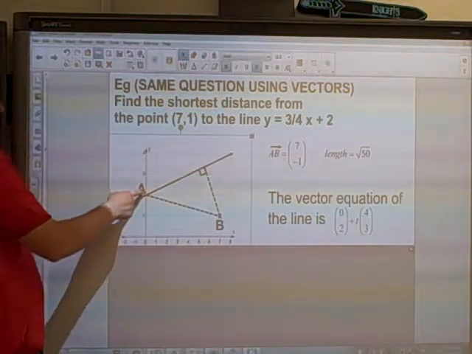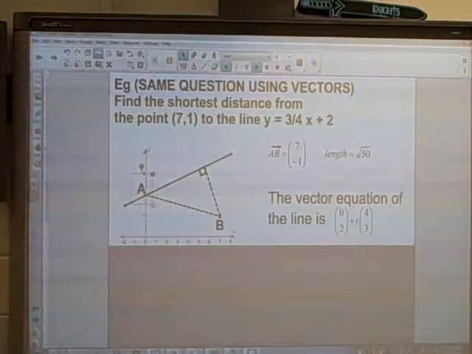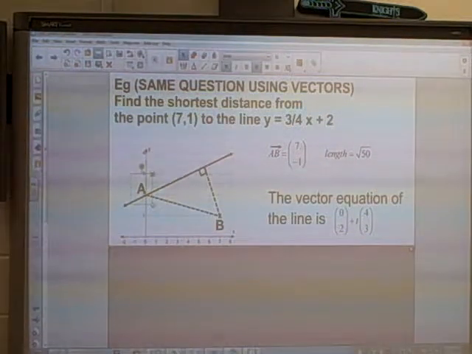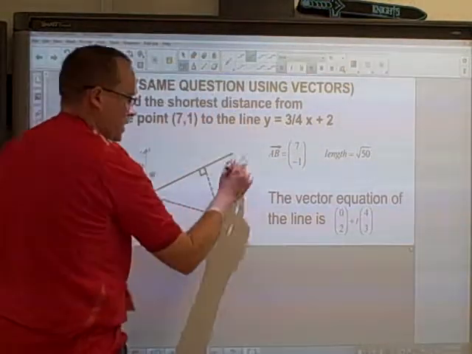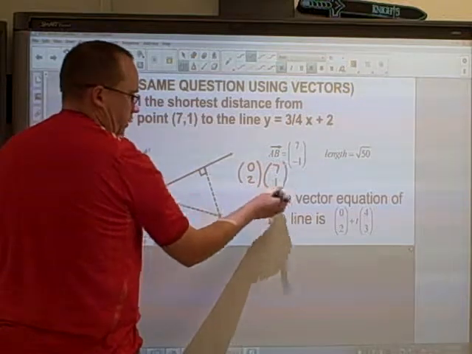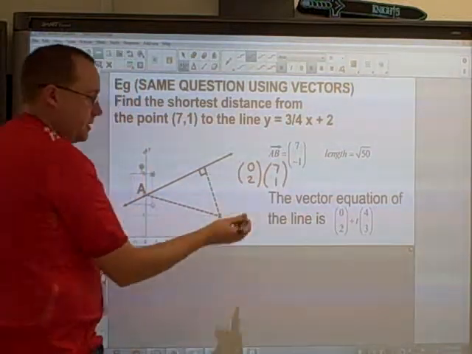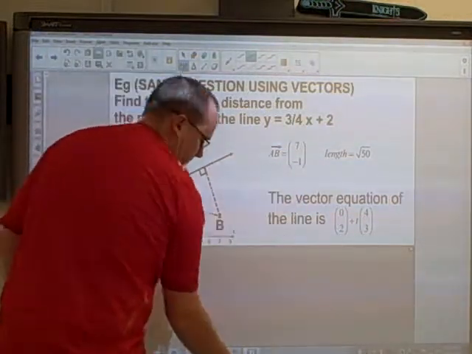So first of all, we pick a point that lies on this line here. As this said 3/4 of x plus 2, then I know the y-intercept is 2. So obviously one of the coordinates is (0, 2). And I also know we have (7, 1). So how do I get from (0, 2) to (7, 1)? Well, I go up by 7, and then I go down by 1. Or you could say this vector take away this vector, and that will still give you the same answer.